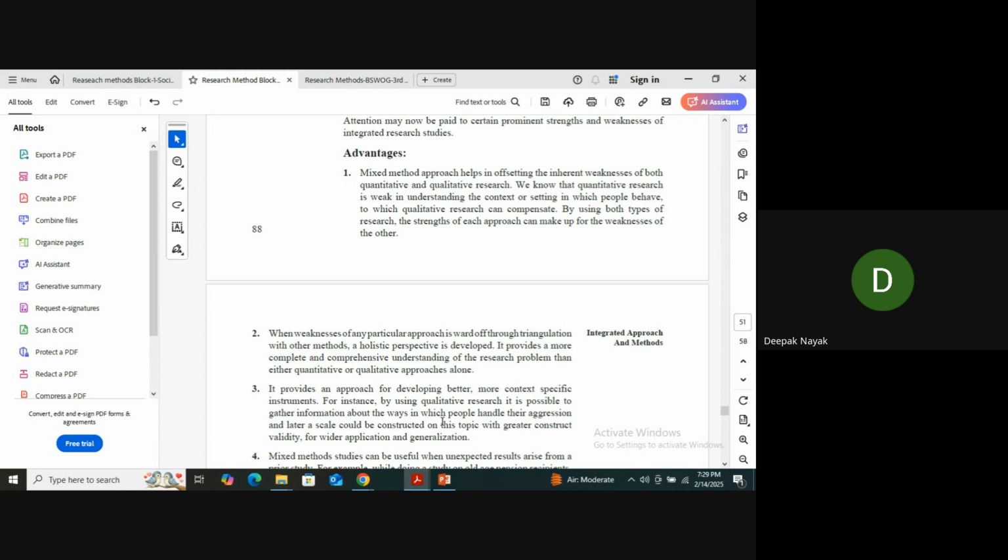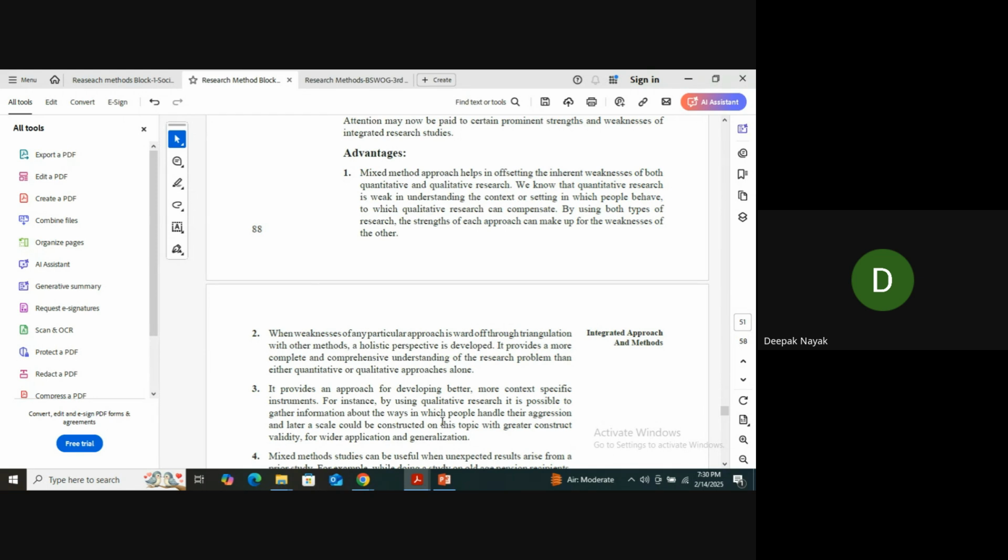Then another important advantage is that this mixed method provides a holistic perspective. It doesn't leave any part of the thing. If the researcher is interested in producing holistic findings, and he or she wants to give a holistic perspective to the study, then in mixed method research or integrated research, it is always possible to have a holistic perspective of the study. This mixed method research provides a holistic perspective, I mean all inclusive, to the research method.